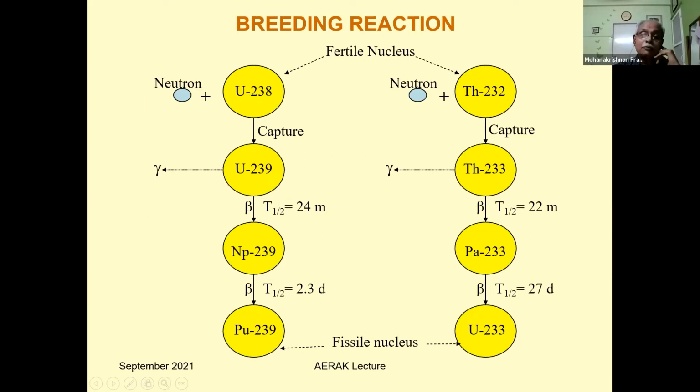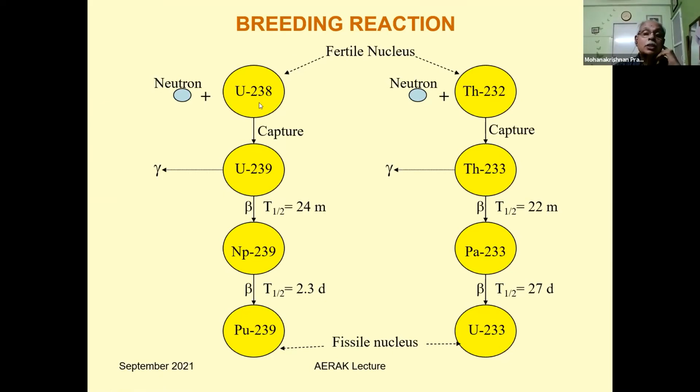It can fission also, but mostly what will happen is U-239 gets formed, decays to neptunium-239 and then plutonium-239. So this is a new fissile material getting produced, man-made fissile material. And thorium-232, similarly, can absorb a neutron, go to thorium-233, protactinium-233 by beta decay, and then another beta decay goes to uranium-233. So this is the process by which new fissile material can be made.